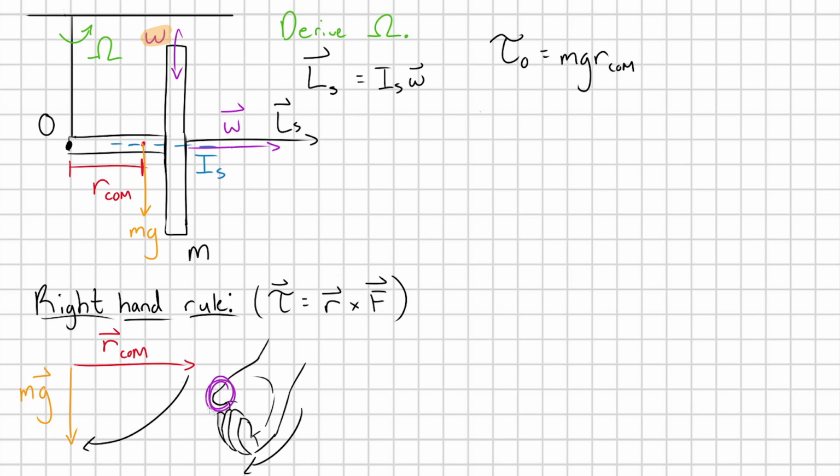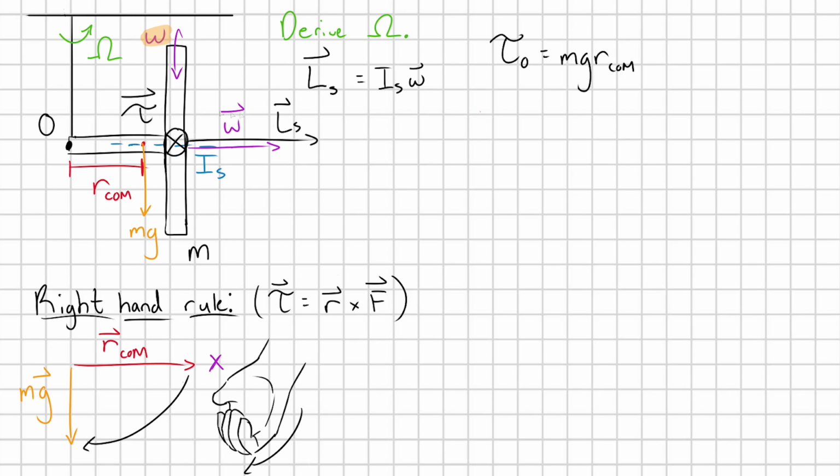Okay, and so if you do that with your right hand, try it with this picture, you're going to see that my perspective might be a little bit jank here with this thumb, but it's going to be pointing into the page. All right, so now let me go up to this top diagram here and indicate that we have a torque, which is going to be pointing into the page.